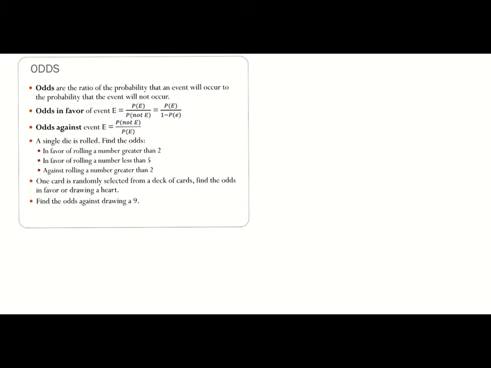Okay, so here we're going to look at odds. Odds are the ratio of the probability that an event will occur to the probability that the event will not occur. If you do odds in favor, you want the probability of the event occurring divided by the complement, or it not occurring. If you do odds against, you want the probability of the event not occurring first, over the event occurring.